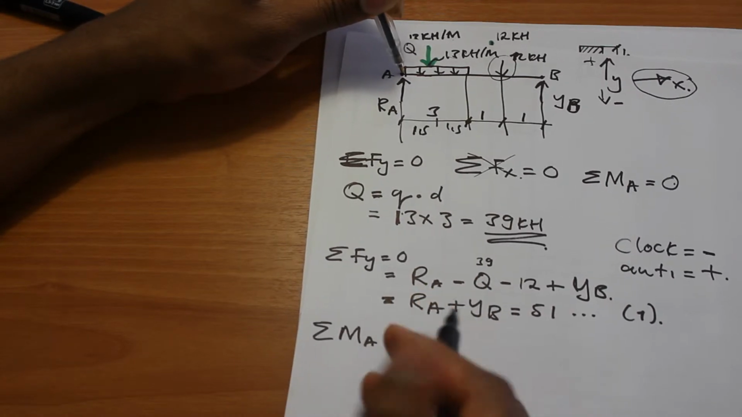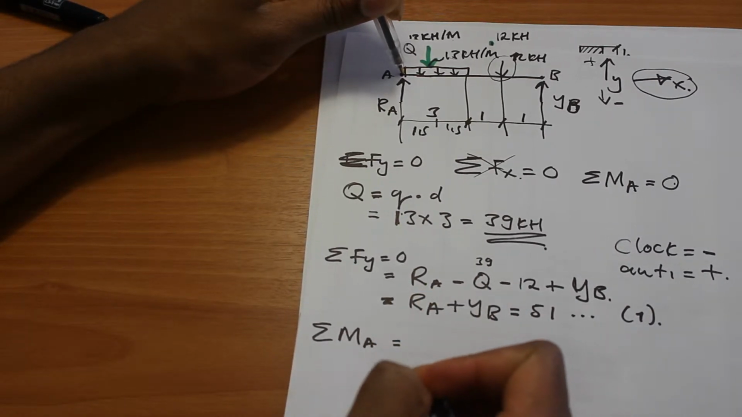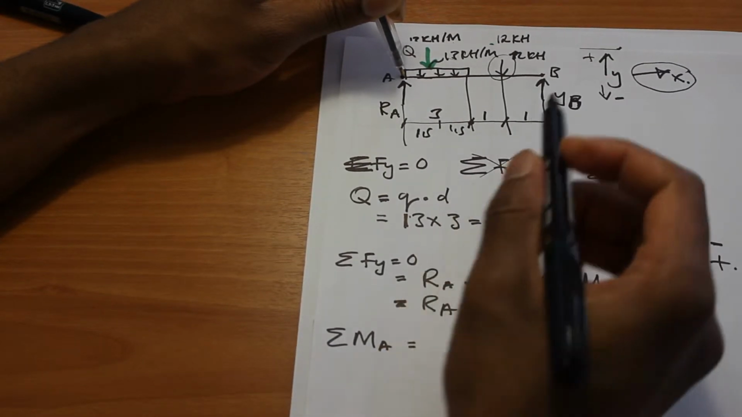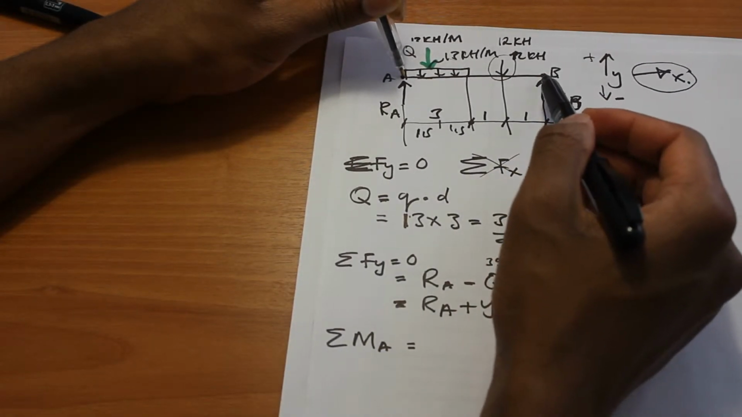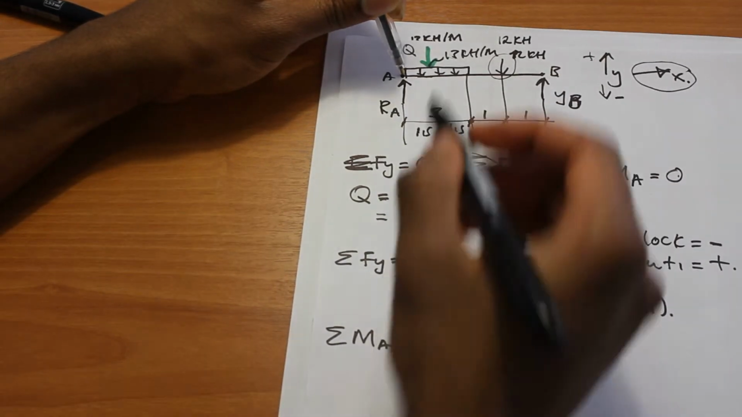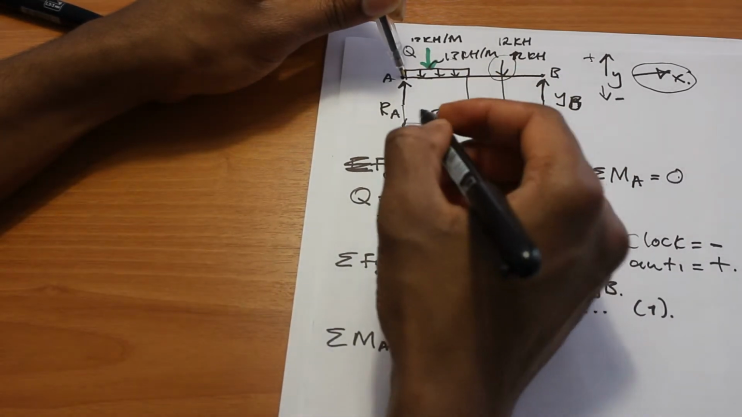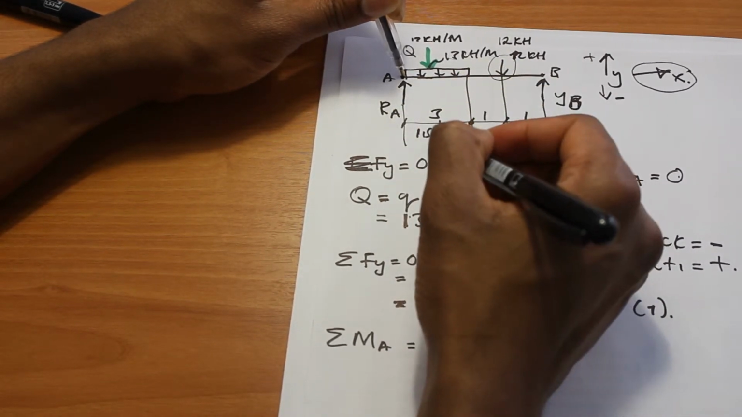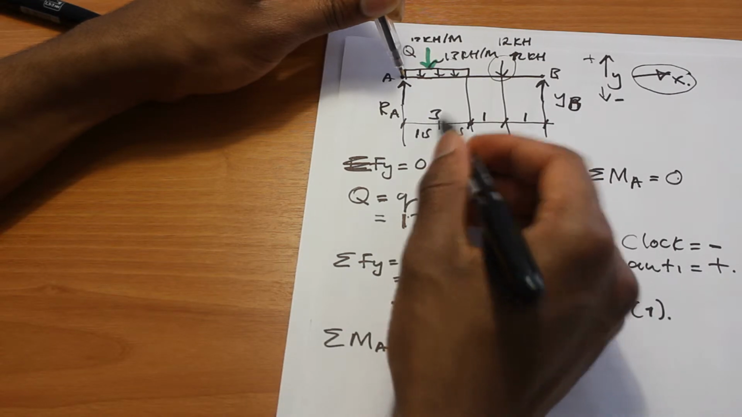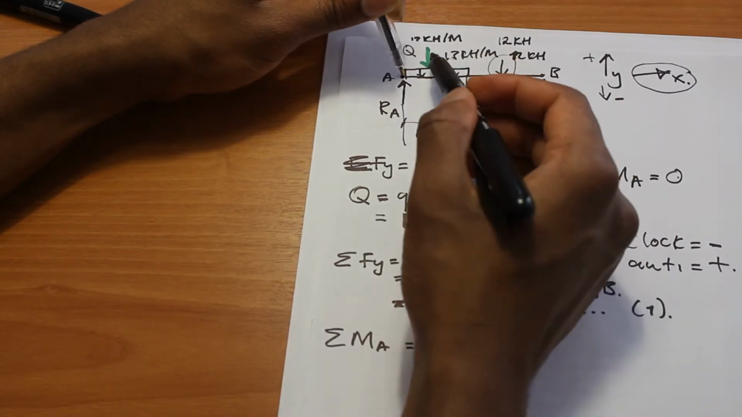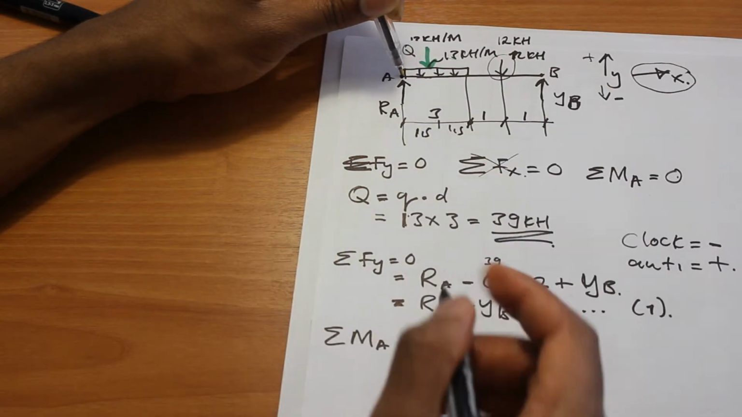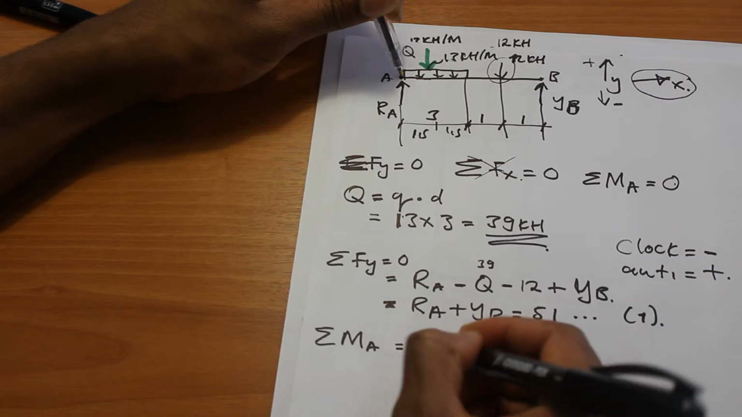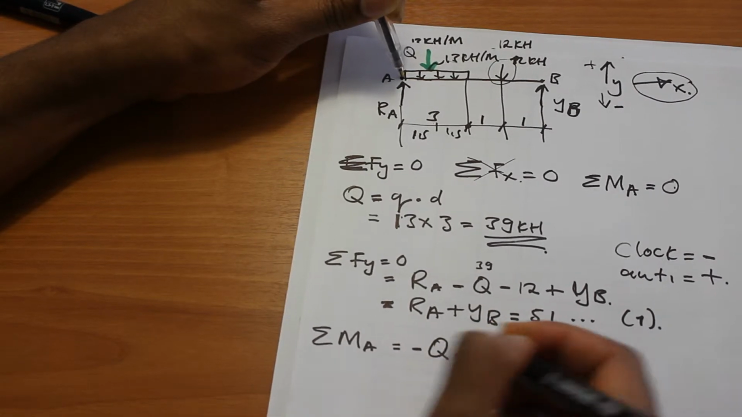Having that in mind, we can comfortably now say the sum of the moments at point A. The distance from this point that I have to this one is 1.5. Remember, we divided this 3 by 2, so this is 1.5. That is the point at which this Q force is acting. So I'll say, since it is moving in the clockwise direction, it will have a negative sign. So Q multiplied by 1.5.